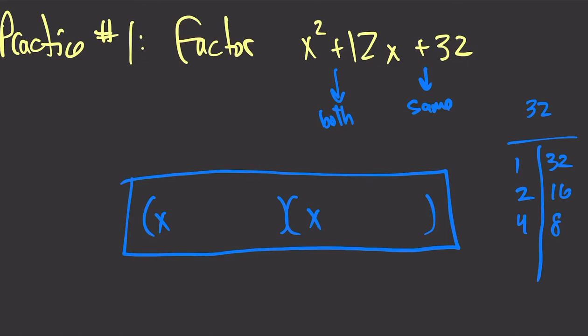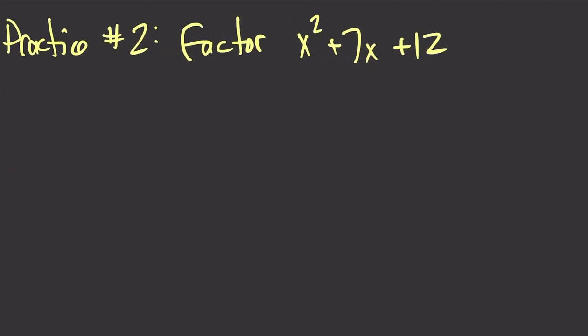So of those three pairs, how do you get a 12? Positive 4 and positive 8. So if you got x plus 4 times x plus 8, in either order, you did it correctly. Okay, next one here.